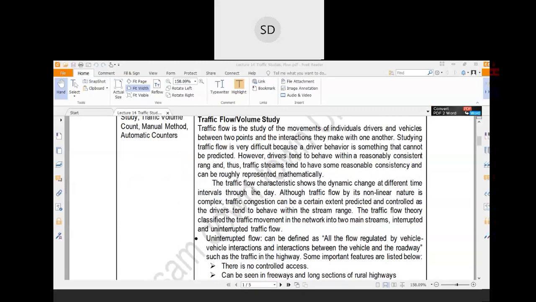Now, whenever you are deciding about the traffic flow, there are different types of drivers, there are different types of vehicles, and there are interactions between the drivers and vehicles. Therefore, traffic flow study is very much indeterministic. But something is there: drivers tend to behave within a reasonable, consistent limit. Therefore, somehow, for a small portion, you can predict the traffic flow.